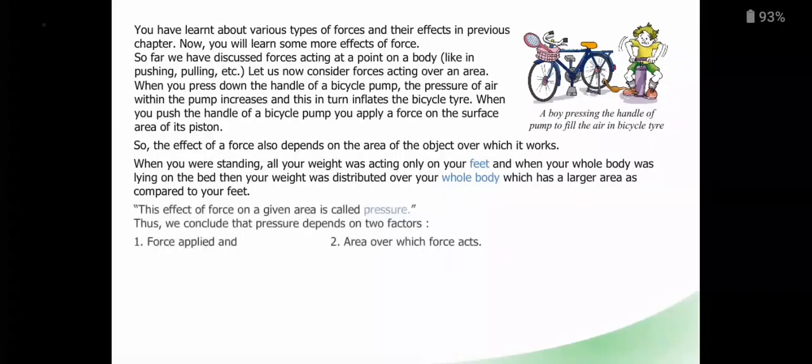Good morning, students. In previous classes, we have learned about various types of forces and their effects. Now we are going to learn a new topic, that is pressure.